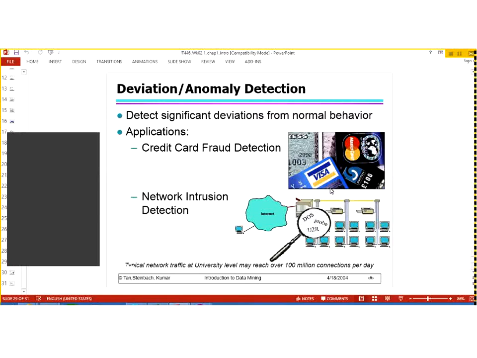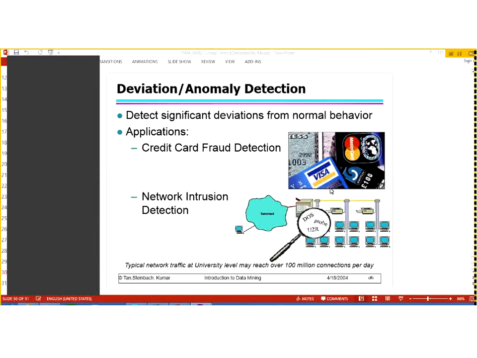The last data mining task is deviation and anomaly detection. This is the sixth data mining task, where we try to detect significant deviations from normal behavior. Again, we'll be using some mathematical functions here. Okay, what is the application? For instance, credit card fraud detection. Another one would be network intrusion detection. So you can find out if a hacker is actually trying to intrude a network. So this is another application.